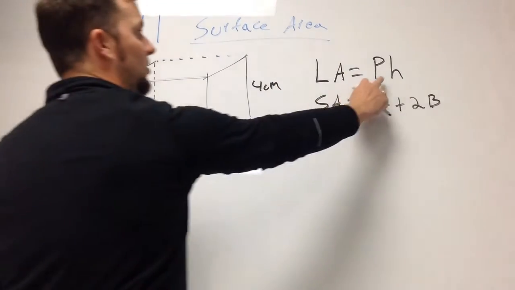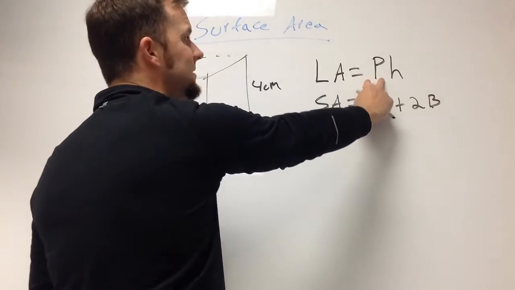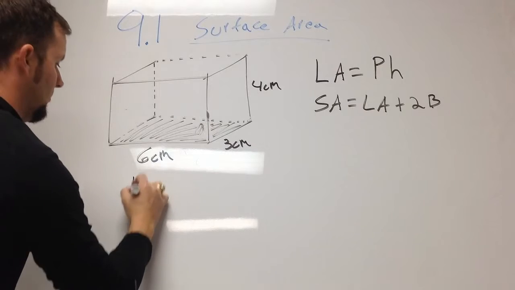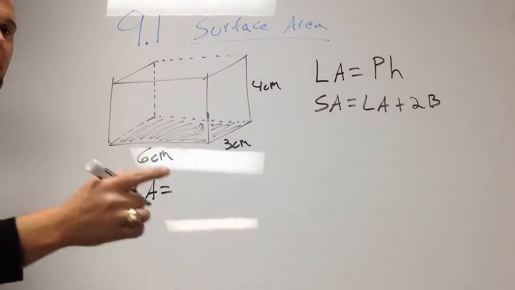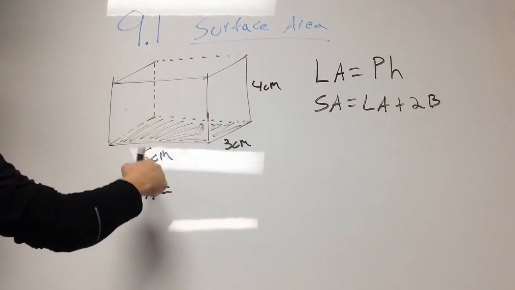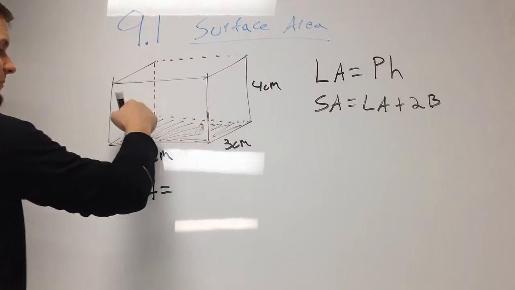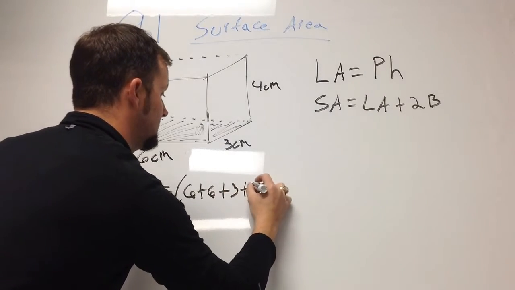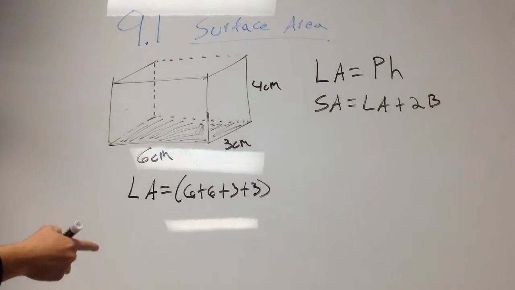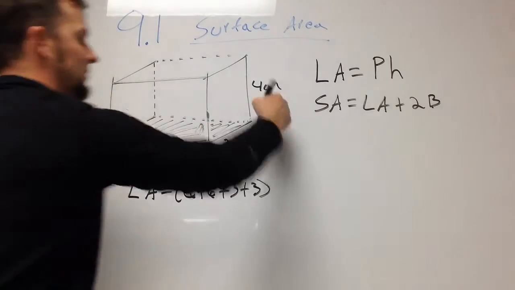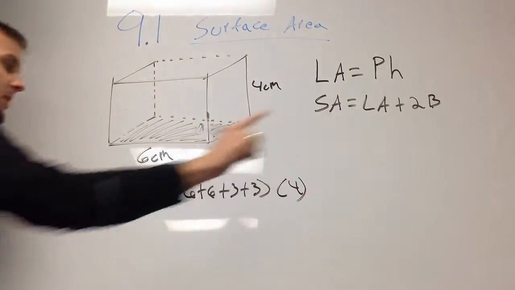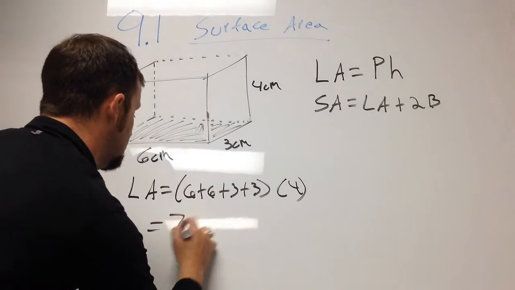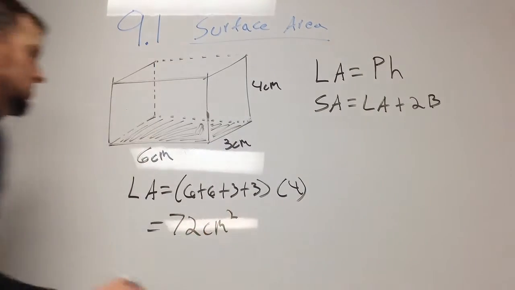So again, capital P stands for the perimeter of the base, the H stands for the height of the shape. So to find lateral area, I'm going to do the perimeter of the base, and I know the base is going to be a rectangle. So this is 6, a 3, a 6, and a 3. So I'm going to do 6 plus 6 plus 3 plus 3. So that's the perimeter of the base. Then I'm going to multiply that by the height, which is 4. So whenever I put all that in the calculator and multiply it out, the lateral area of this guy is going to be 72 centimeters squared.